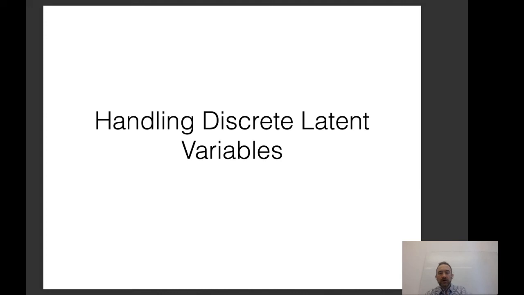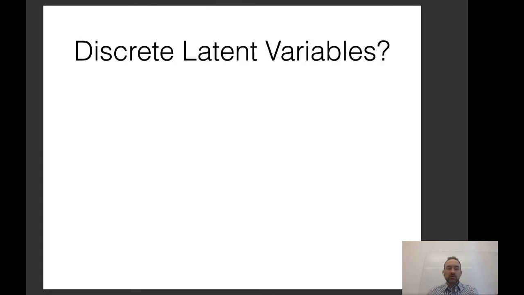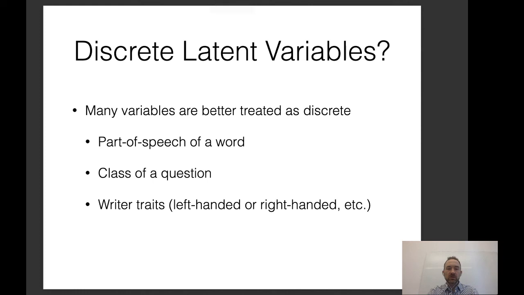Okay, so finally, I'd like to talk about handling discrete latent variables, because up until now we were mainly talking about continuous latent variables. With respect to discrete latent variables, many variables are better treated as discrete, like the part of speech of a word, the class of a question, or writer traits like left-handed or right-handed if you're looking at handwriting, et cetera, et cetera. And how do we handle these?